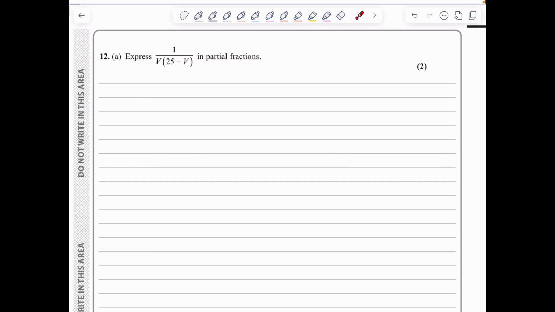In 12a, we need to express 1 over v, 25 minus v in partial fractions. So this is the original expression I've got, the original fraction. It's 1 over v, 25 minus v. So I'm proposing that these can be decomposed into a over v plus b over 25 minus v, where a and b are constants to be determined. So the LCM is v times 25 minus v. So if I multiply throughout by the LCM of v, 25 minus v, we get that 1 is a times 25 minus v plus bv.